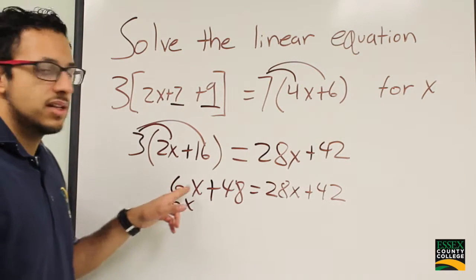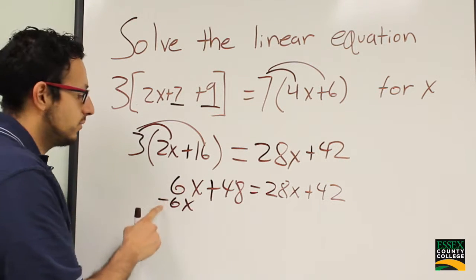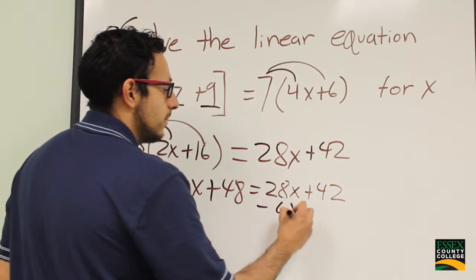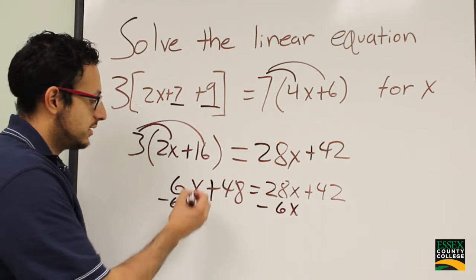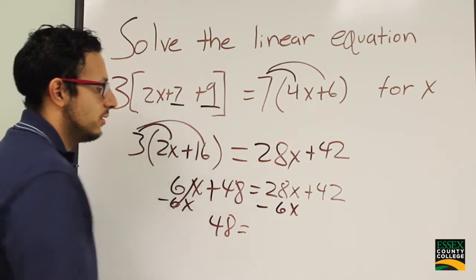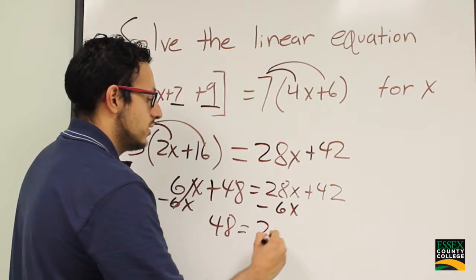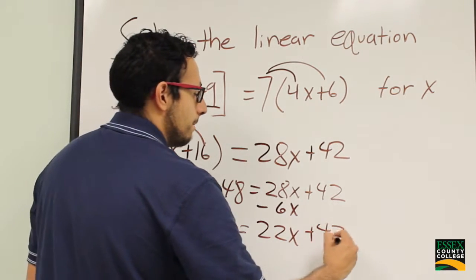Because in order to bring the 6x over, I have to do the opposite sign. Since this is positive, I have to subtract. What I do on this side, I have to do on this side. So 6x minus 6x cancels out. I'm left with 48 on this side, equal to 28x minus 6x, which is 22x, and bring down the positive 42.